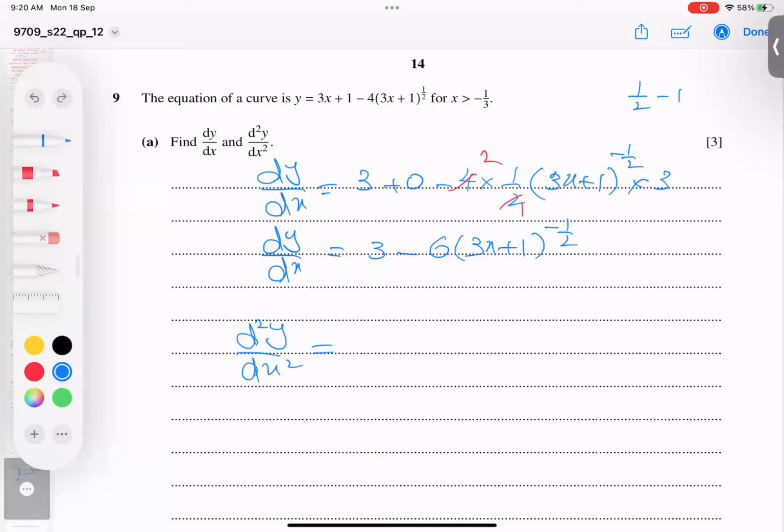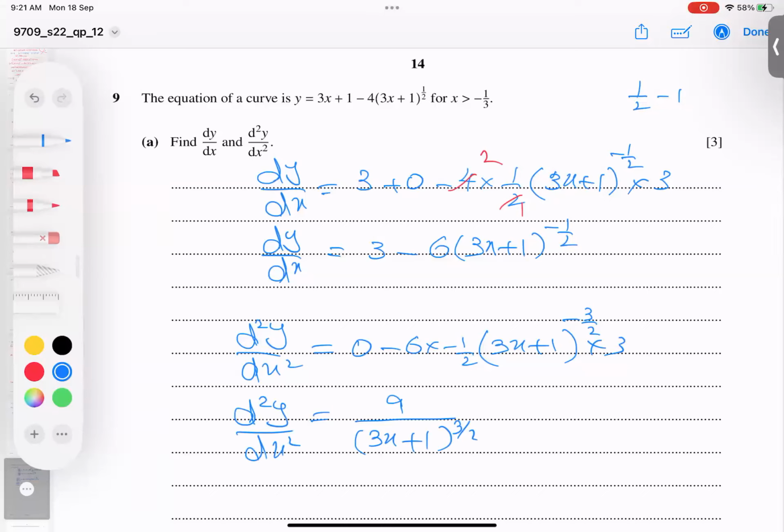This 3 becomes 0, but this 6 is not 0 because it is multiplying, and this power comes down, negative half. From the power, 1 less, negative 3 by 2. The base remains the same, times 3. These 3 come from the base differentiation. And negative times negative is plus, and I got a 3, and this 3 and this 3 give you 9. So 9, and the whole power goes in the denominator. And this is my second differentiation done.